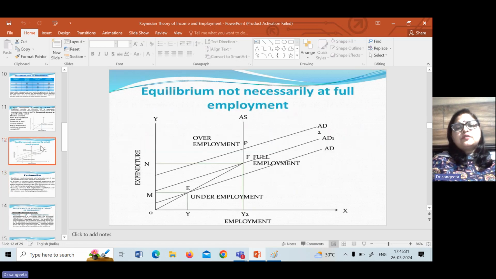So there are situations of underemployment and overemployment also. Keynes proved that there is not always full employment in the economy, but there can be overemployment and an underemployment situation in the economy.